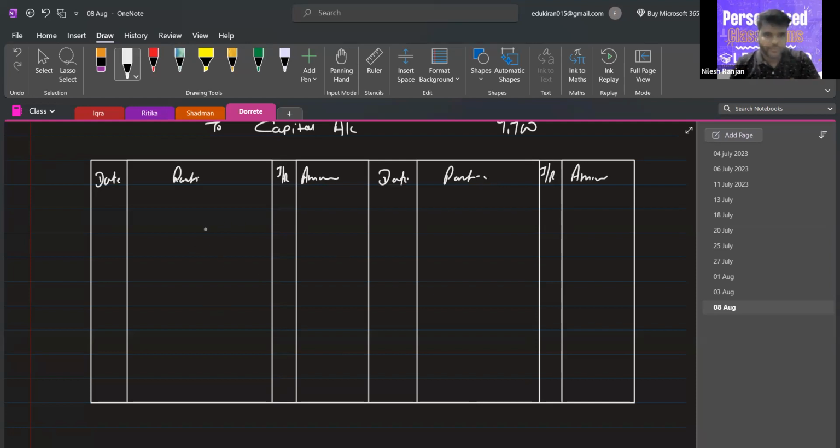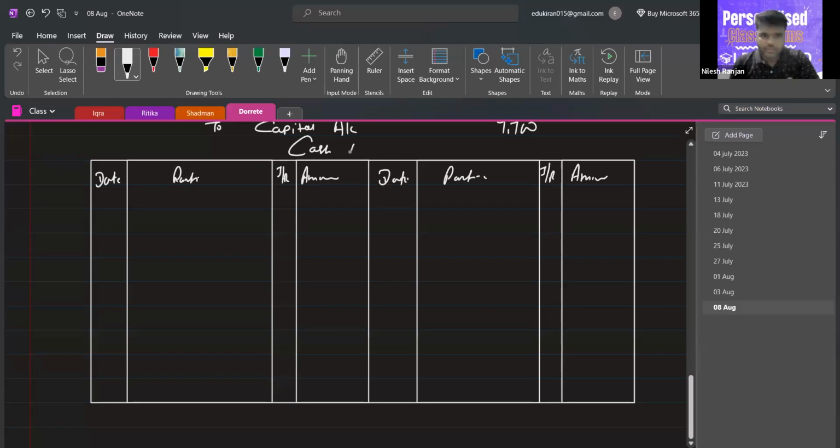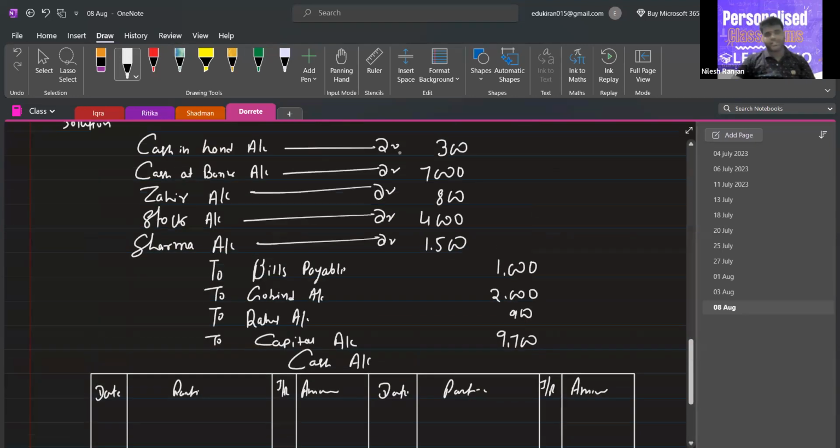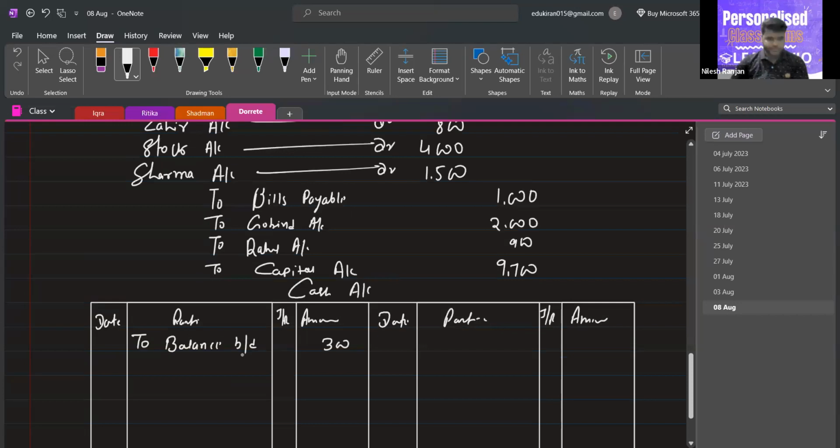Yes, sir. Now let's say we are opening cash account. It is also called cash in hand. So we are opening cash account. Now, cash account is on the debit side 300. So we will write it as to balance BD 300. You are getting my point? We wrote balance BD.